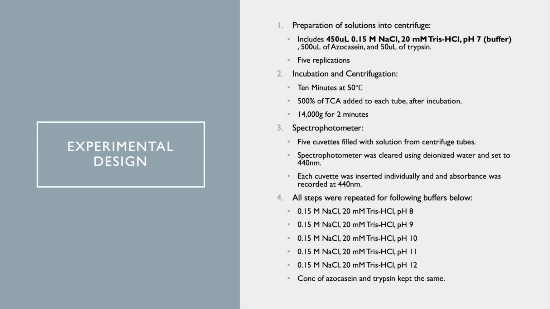I carefully transferred the liquid portion, otherwise known as supernatant, of the centrifuge tubes into 5 different cuvettes. Once the cuvettes were prepared, I cleared the spectrophotometer using deionized water and set it at 440 nanometers. I then inserted the cuvettes into the spectrophotometer individually. I recorded the absorbance for each of the cuvettes at 440 nanometers. I then repeated steps 1 through 11 for each of the buffers at pH 8, 9, 10, 11, and 12. The concentration was kept the same at 450 microliters of buffer and the same for 500 microliters of azocasein and 50 microliters of the enzyme trypsin.